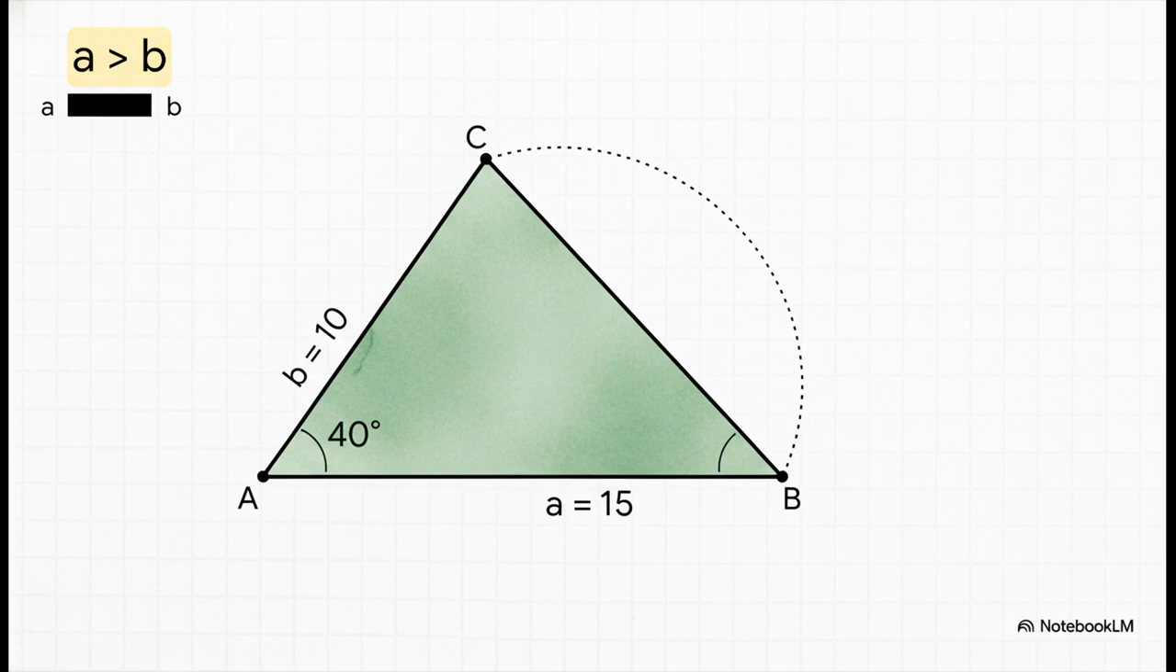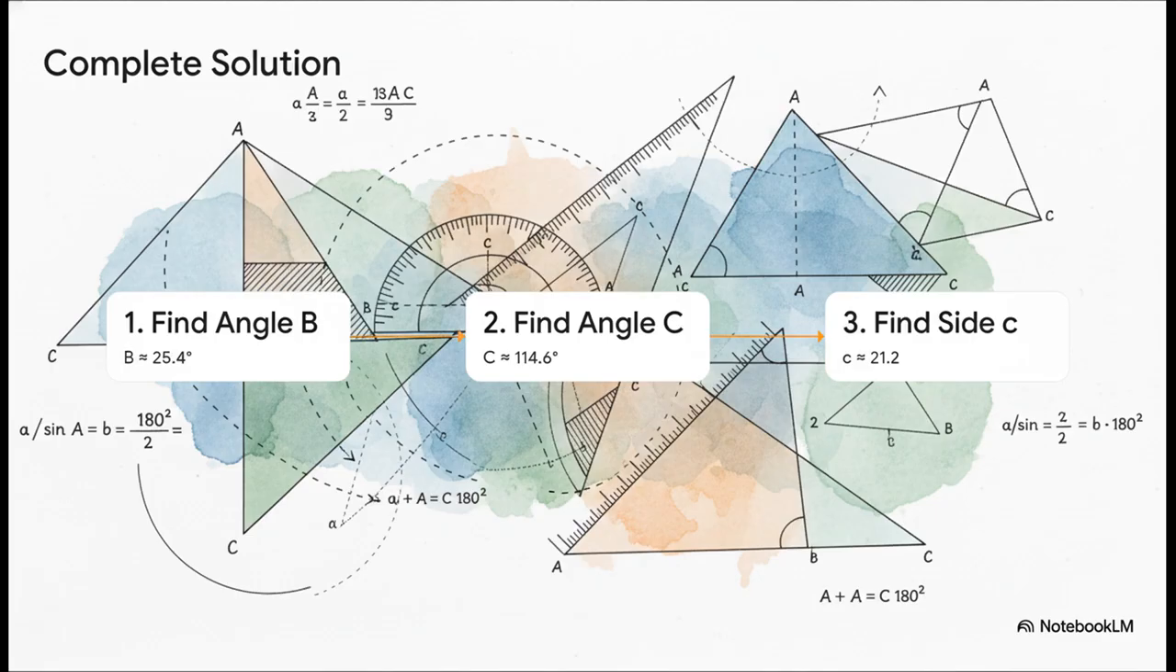Now, before we even touch a calculator, let's go back to our rules. Notice that side A is bigger than side B. That condition tells us right away that we should expect exactly one unique solution. And look at that, the math confirms it.